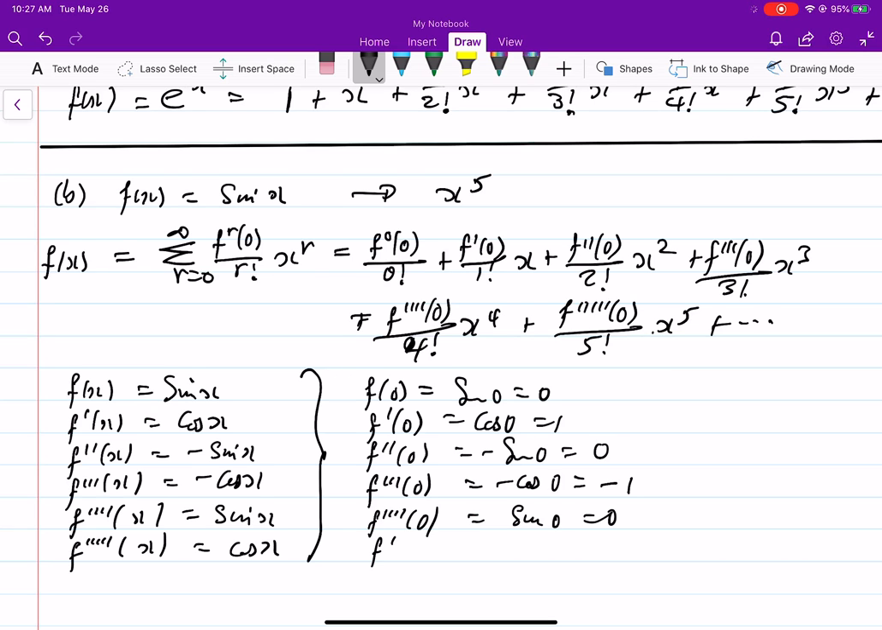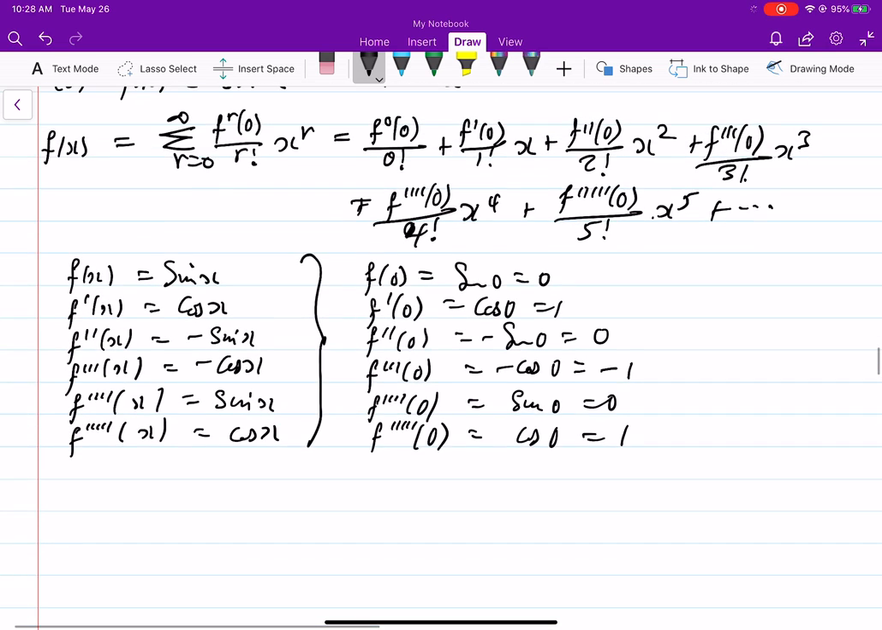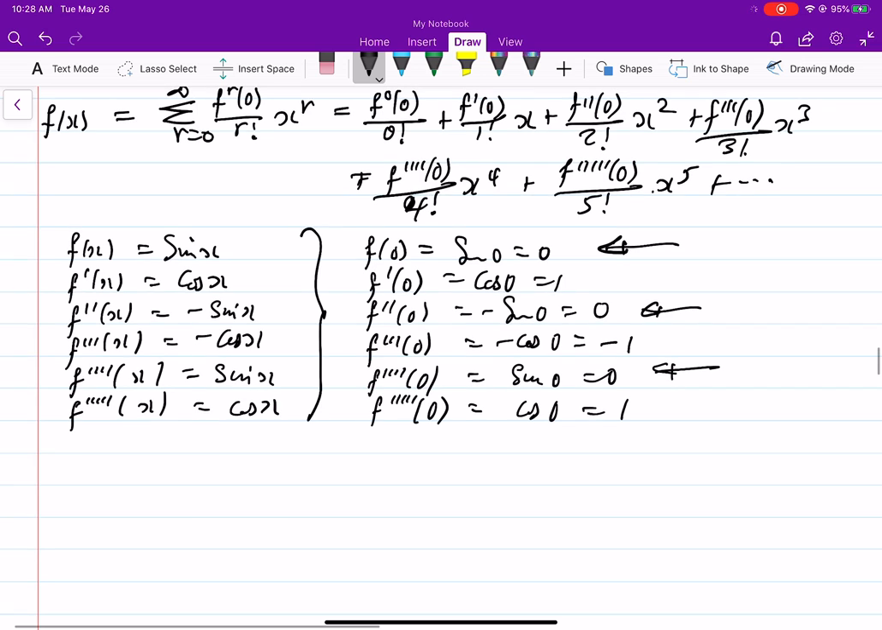And f⁽⁵⁾ of 0 is cos of 0, which is 1. So you can clearly see the terms with f of 0, f double prime of 0, and f quadruple prime of 0 will all go to 0. So I don't even have to worry about those terms. Therefore, if I substitute into the series expansion, f of x, which is sin x, will give me f of 0, that's gone to 0.